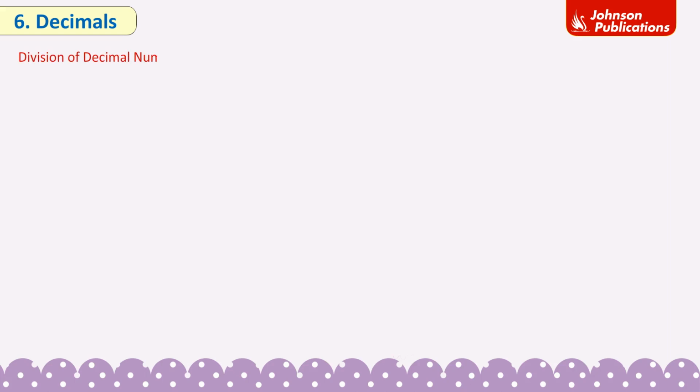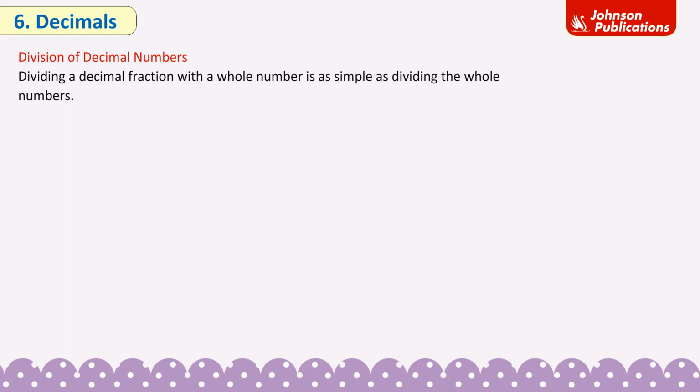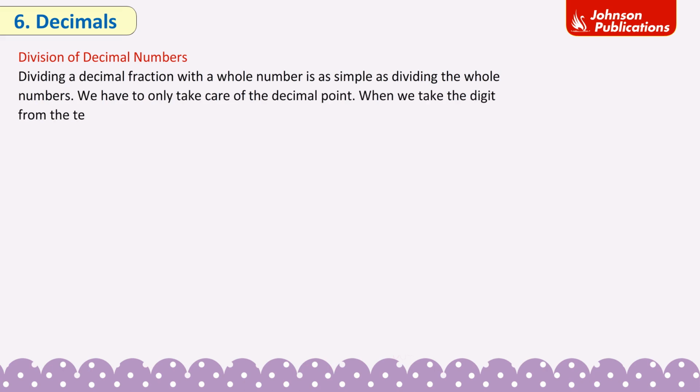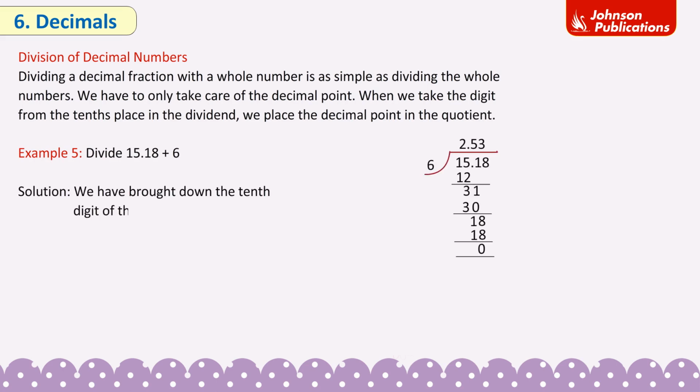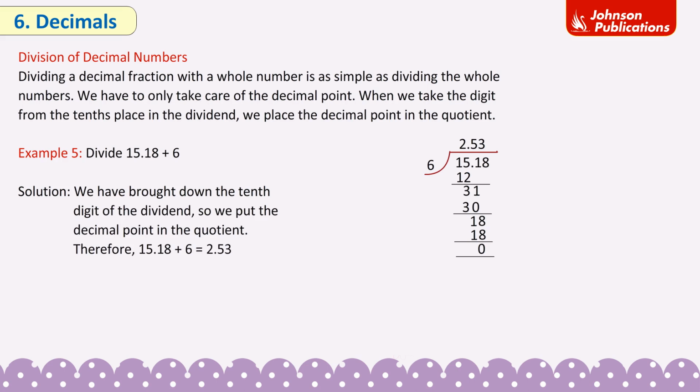Division of decimal numbers. Dividing a decimal fraction with a whole number is as simple as dividing the whole number. We have to only take care of the decimal point. When we take the digit from the tenths place in the dividend, we place the decimal point in the quotient. Example 5. Divide 15.18 by 6. Solution. We have brought down the tenths digit of the dividend, so we put the decimal point in the quotient. Therefore, 15.18 divided by 6 is equal to 2.53.